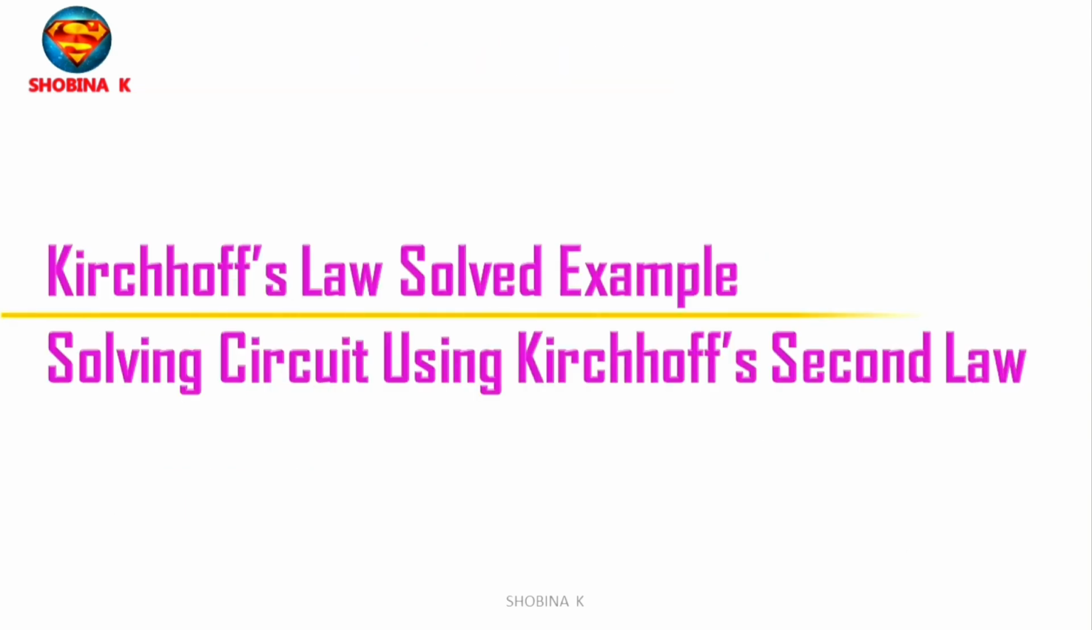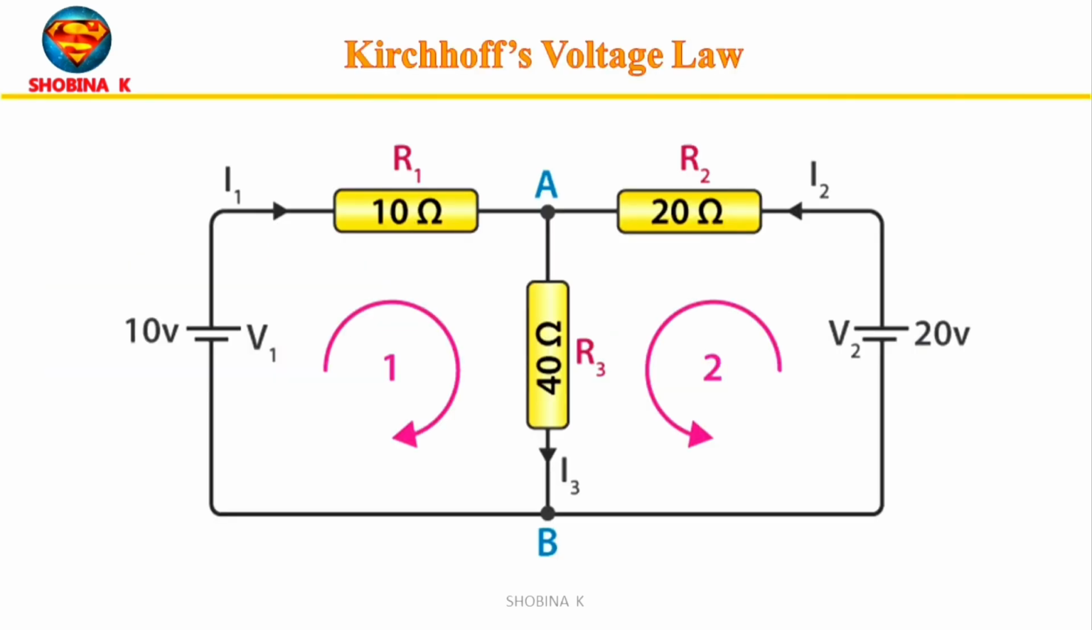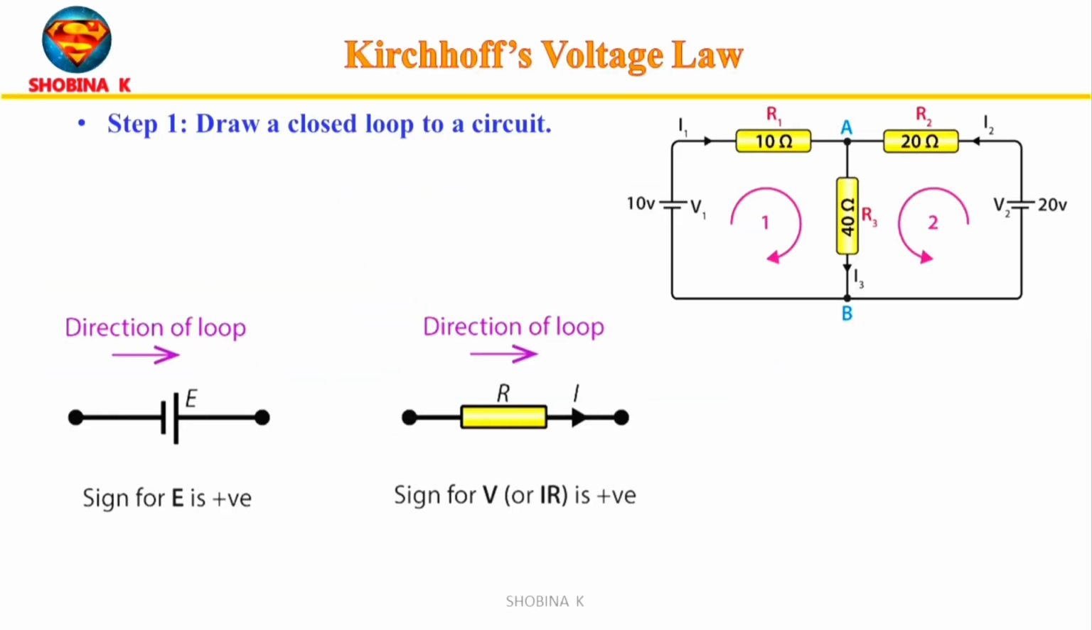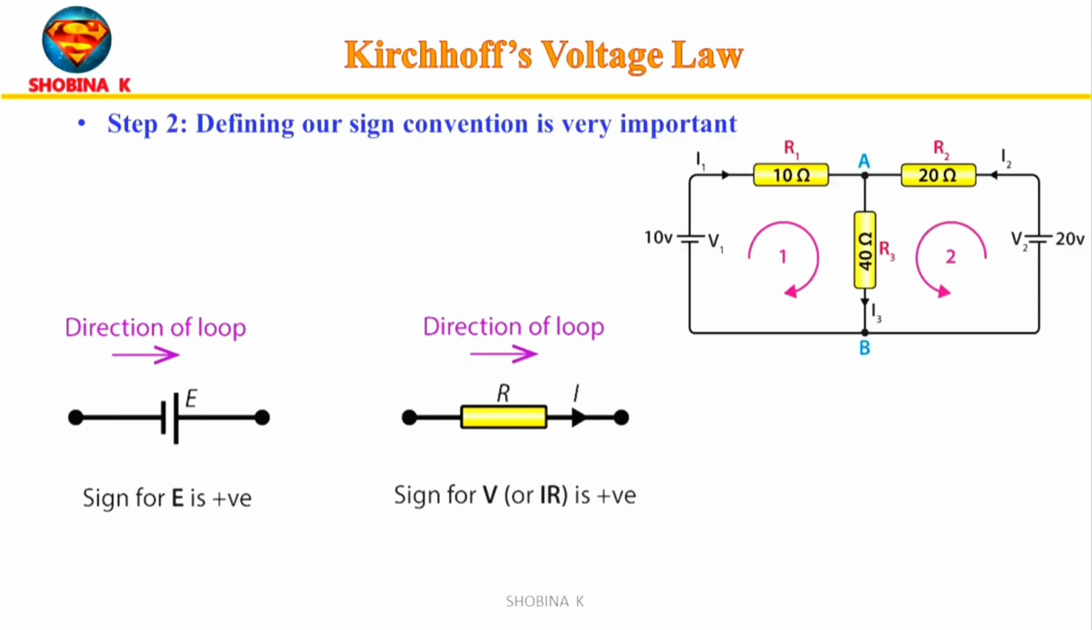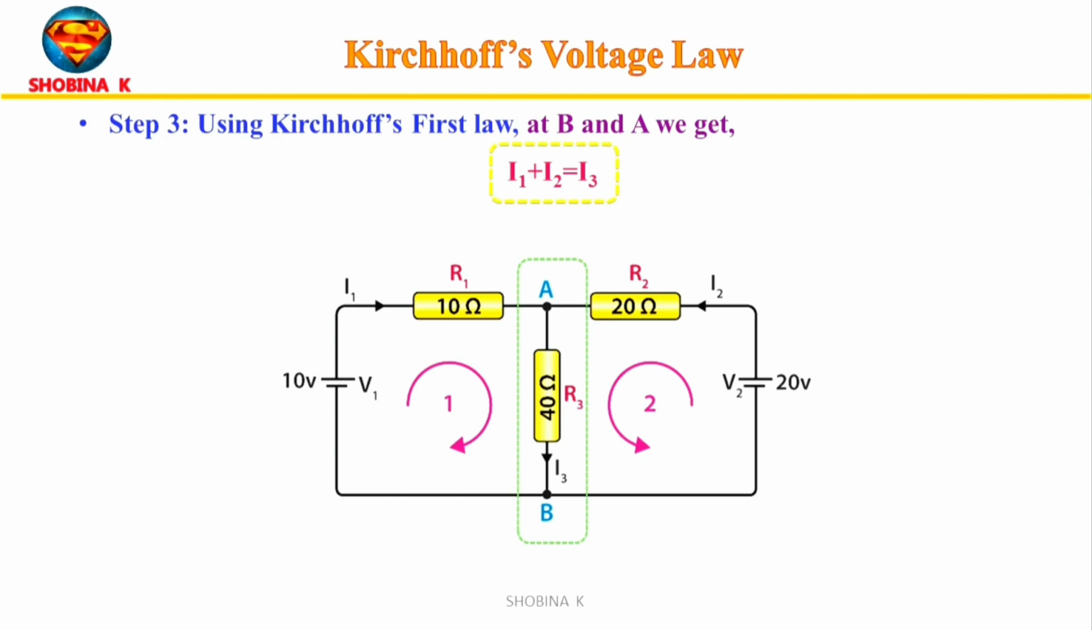Next, let's see an example on Kirchhoff's voltage law. And this is a circuit that needs to be solved. The first and foremost step is to draw a closed loop in the circuit. Once this is done, draw the direction of flow of the current. The next step is to define our sign conventions. On applying Kirchhoff's first law at B and A, we get I1 plus I2 equals I3.